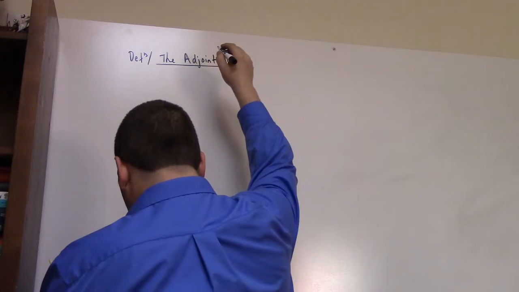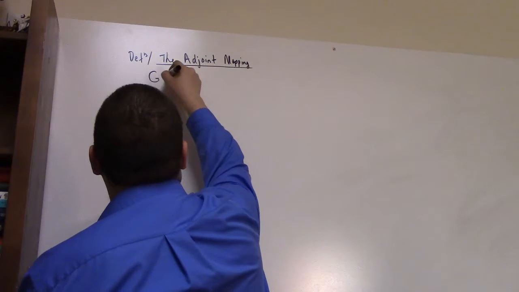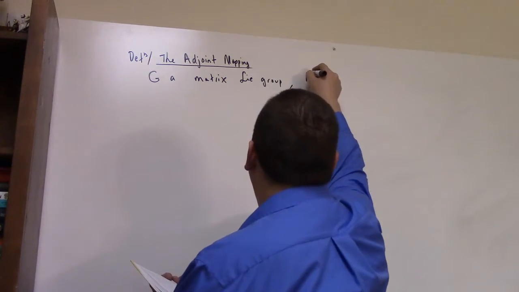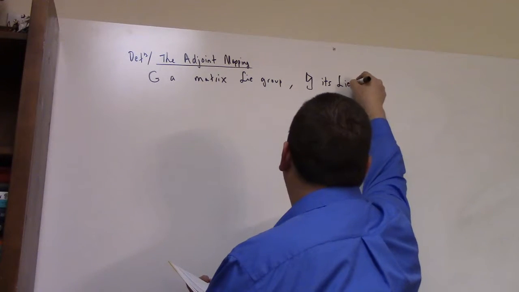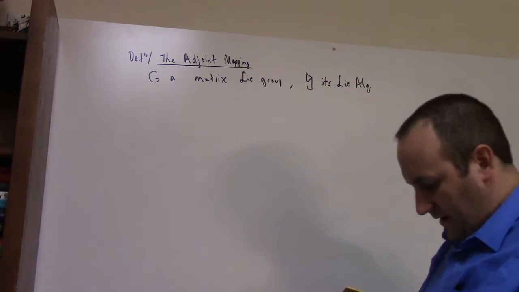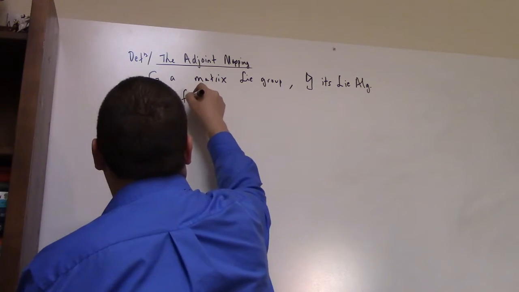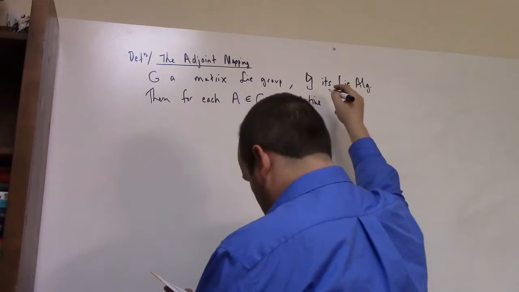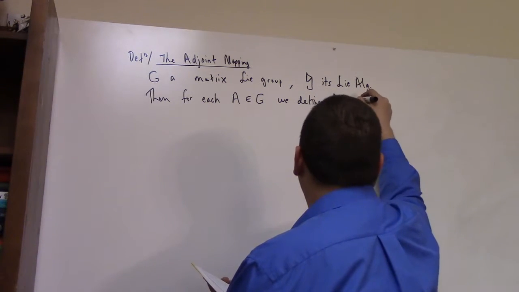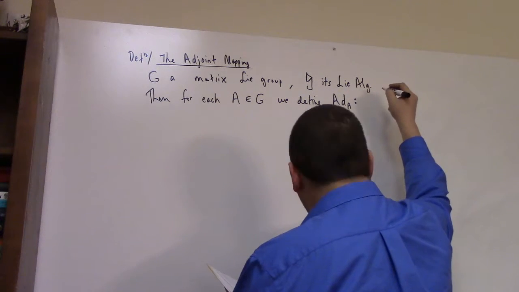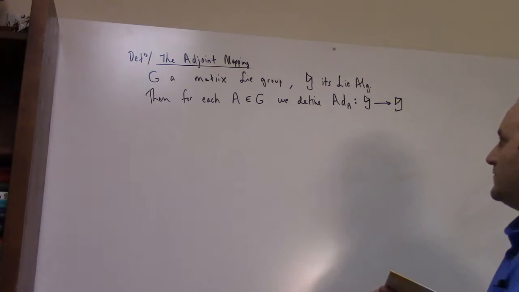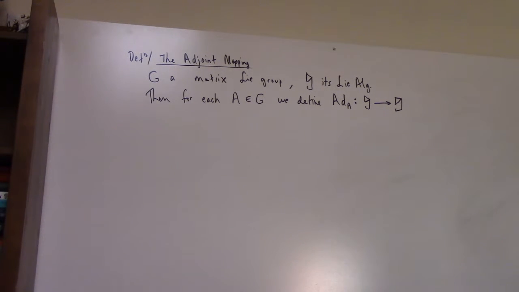And it works like this. If we have G a matrix Lie group with Lie algebra frak G, then for each A in the group, capital A in the Lie group, we define Ad sub A, which is going to be a mapping from frak G to frak G. In other words, what we're going to soon understand, it's in fact a linear transformation on the Lie algebra. Yeah, linear map.